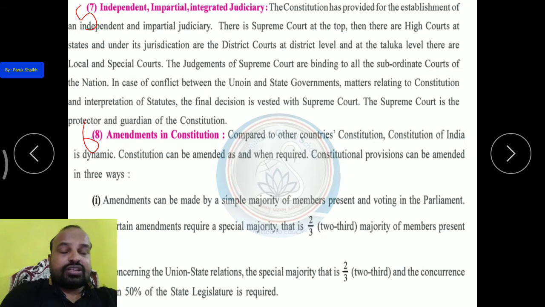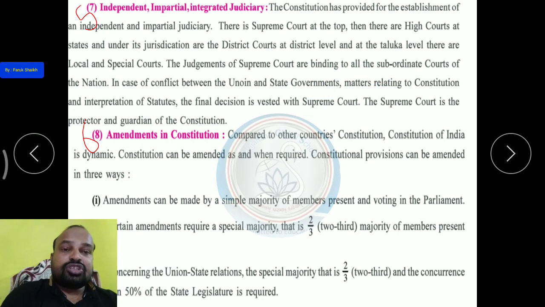Okay, at the country level there is the highest court of the country, the Supreme Court. And then there are High Courts at the state. In every state there are High Courts, and under the jurisdiction of the High Court there are the District Courts at the district level, and at the Taluka level there are the local and the special courts. The judgments of the Supreme Court are binding on all subordinate courts of the nation.